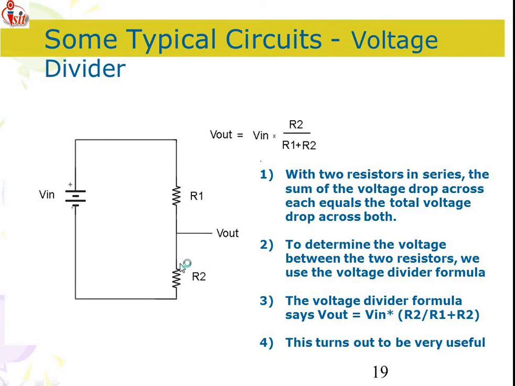These are the two resistors connected in series with each other along with the input voltage, and here we are measuring that output voltage. Here the output voltage is equal to the input voltage multiplied by R2 divided by R1 plus R2.